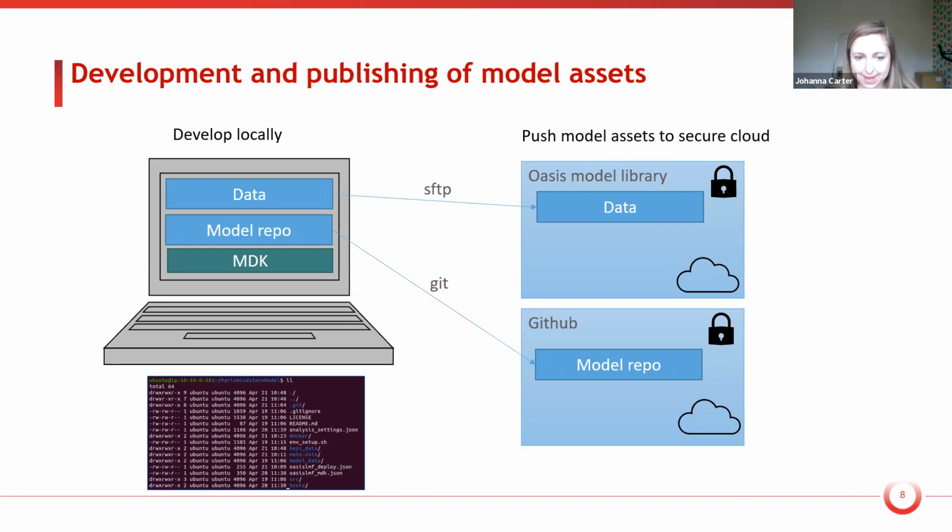GitHub allows you to have private repositories so it can be secure, but this is only one choice of a cloud hosted repository. So really you can put it anywhere as long as you can give access to it to somebody who wants to use your model. But most of our models are held in private GitHub repositories.